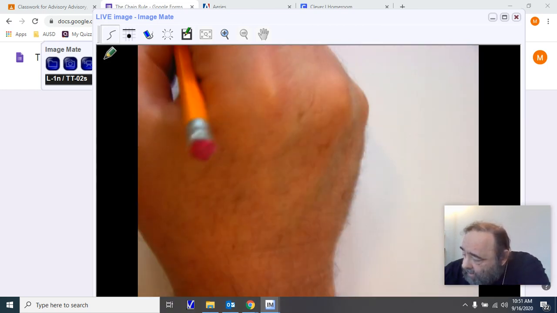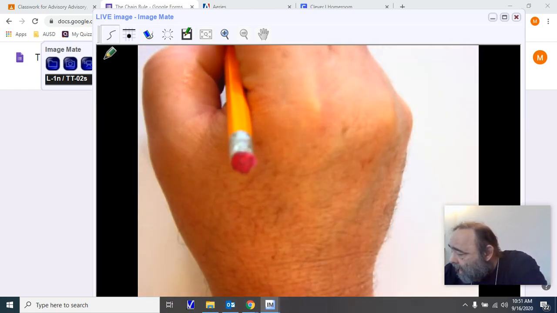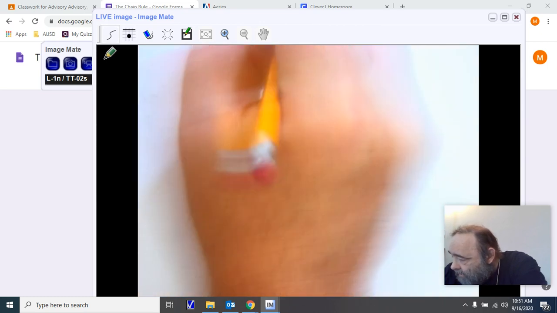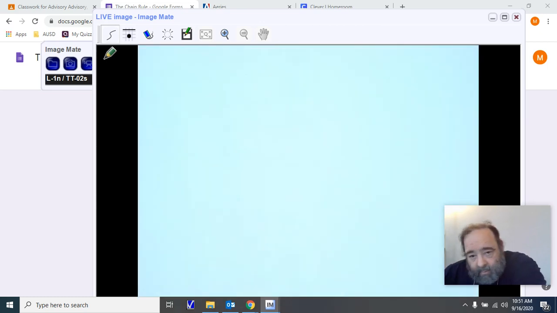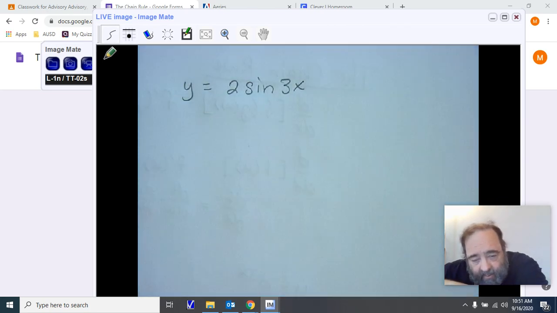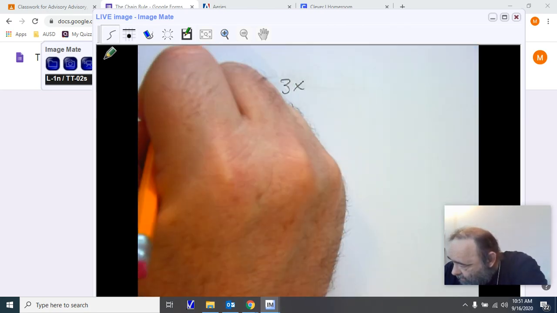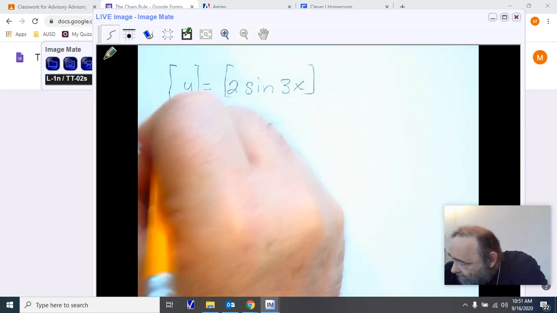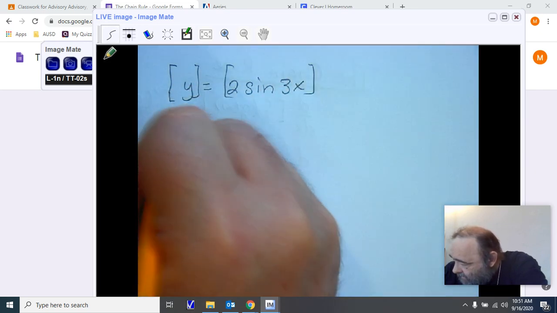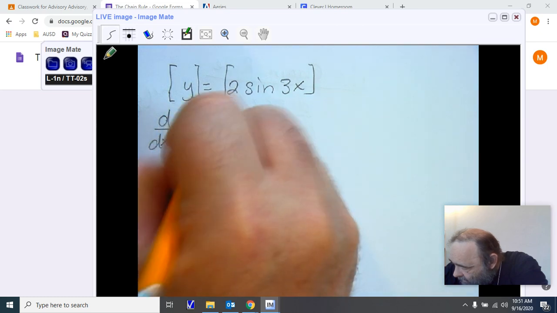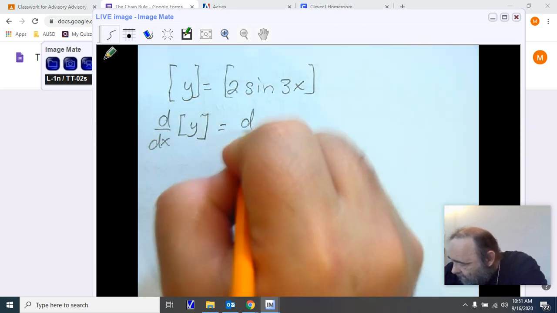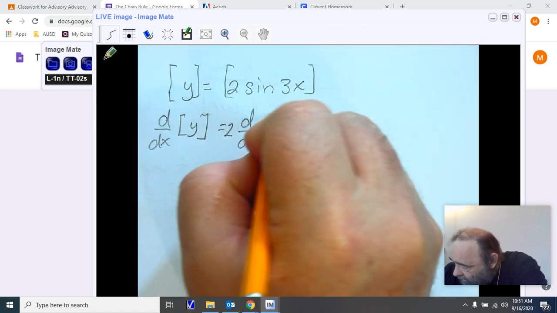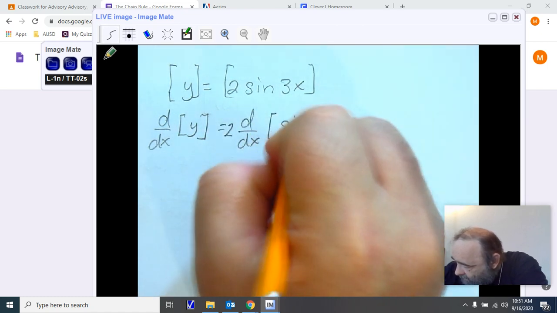This time, let's look at y equals 2 sine 3x. Okay, make sure you can see that. We're now going to take the derivative on both sides. So I have d/dx of y equaling d/dx, the constant moves out in front, remember, of the sine of 3x.